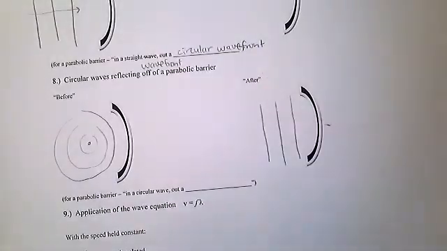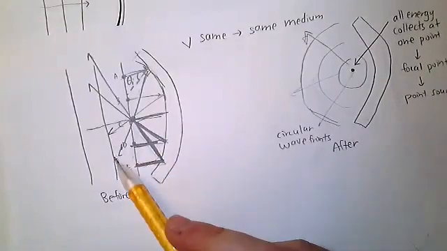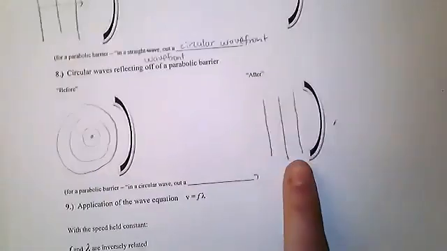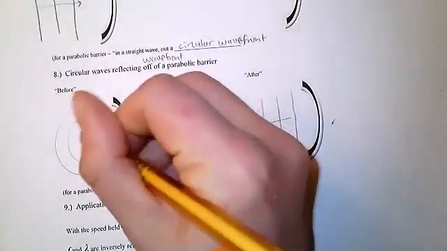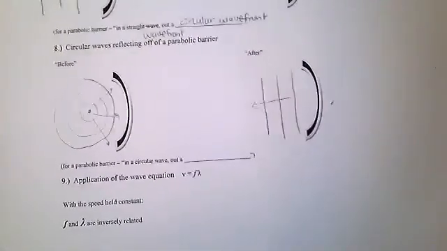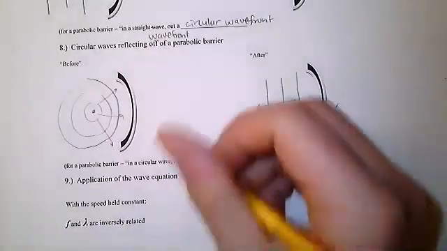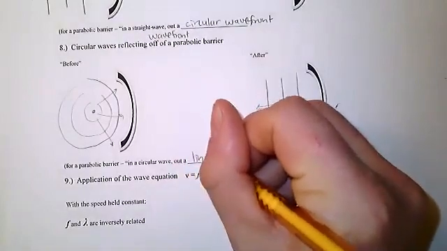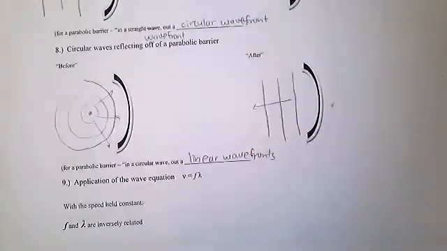And I'm not going to draw any more complicated images like this, but really it's the reverse of this whole process. That's why we get these straight wave fronts coming back out. So now we can reason for any parabolic barrier, if we have a circular wave front coming in, we get linear wave fronts coming out.